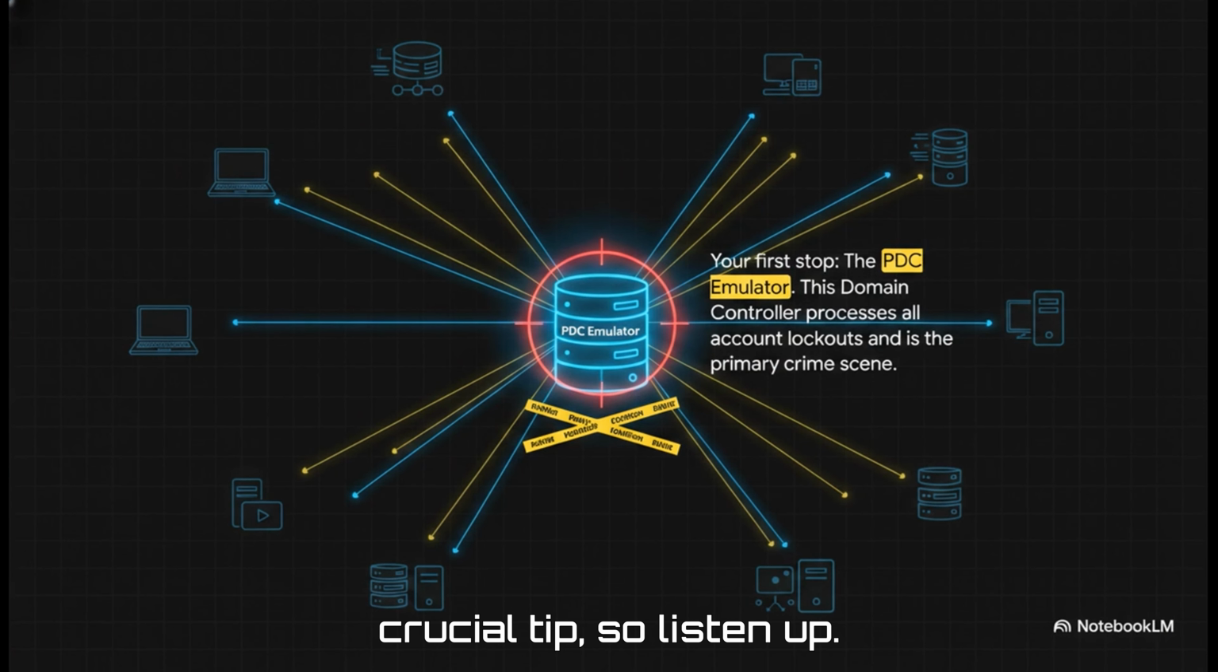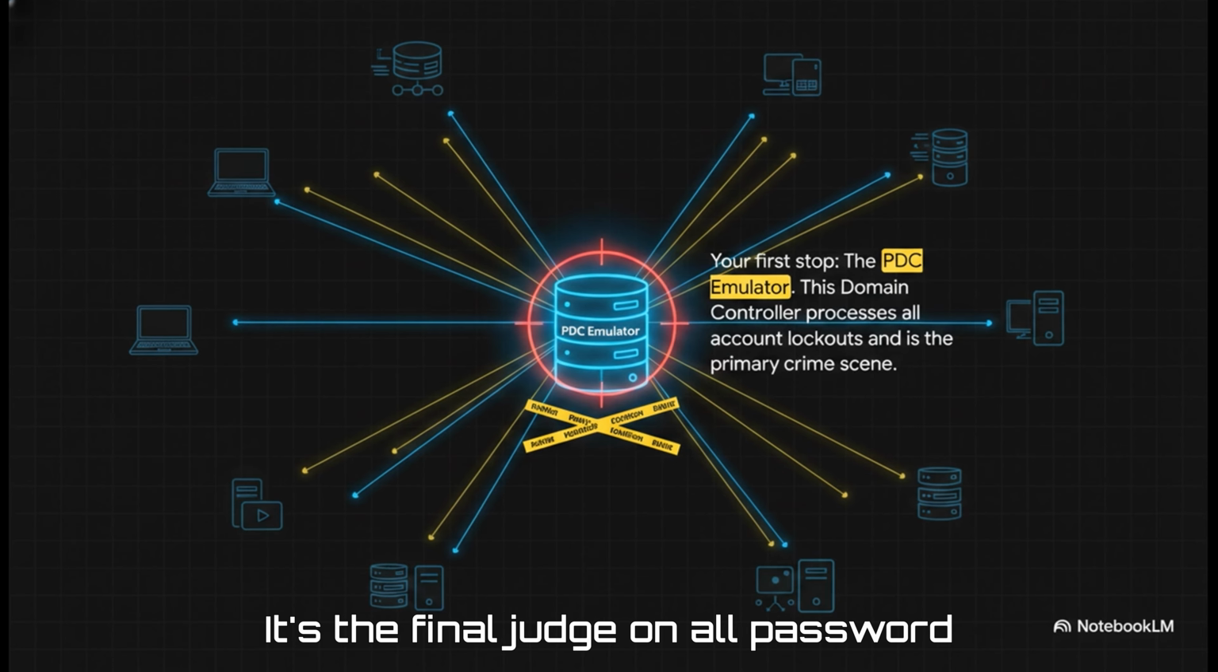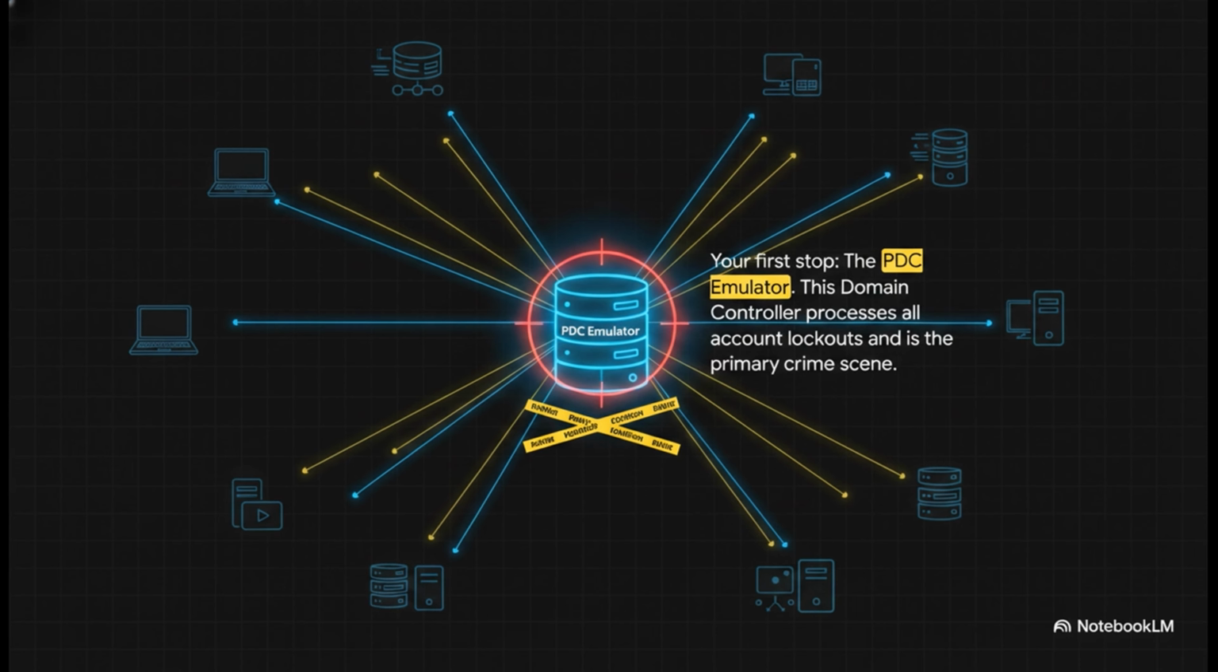Now, here's a crucial tip, so listen up. You do not have to search every single server in your network. Nope. In any Active Directory domain, there's one domain controller with a special role, the PDC Emulator. It's the final judge on all password changes and lockouts. So all roads lead right here, making its security log the #1 best place to find that 4740 event.